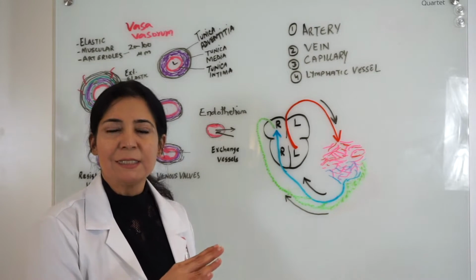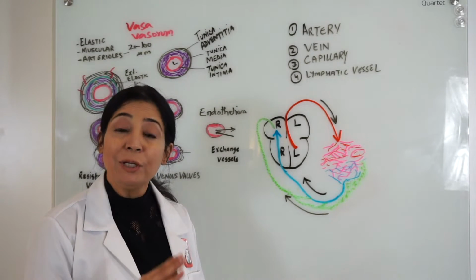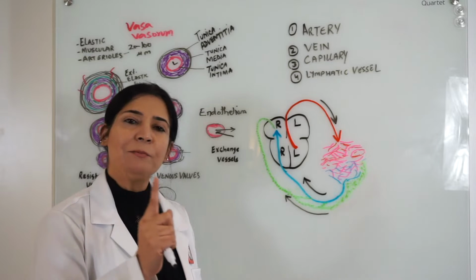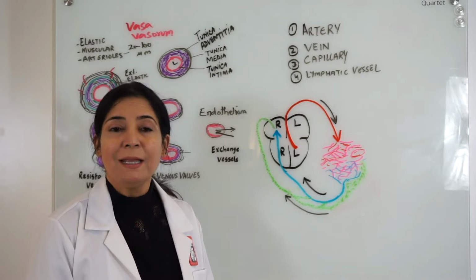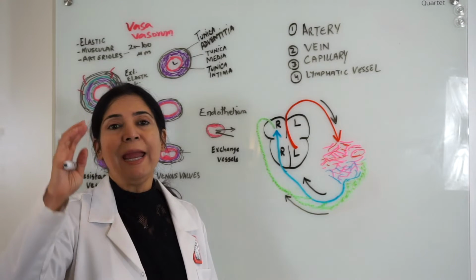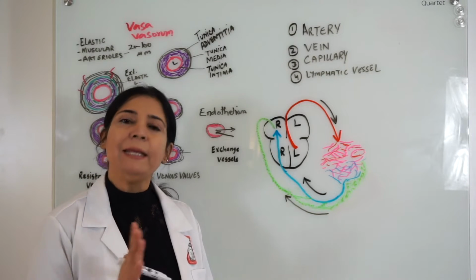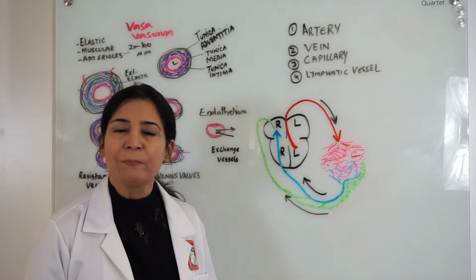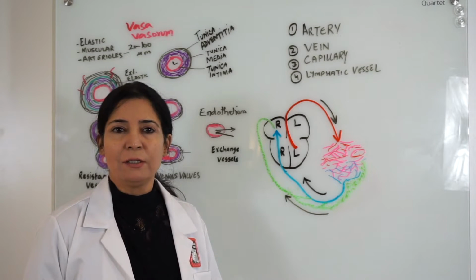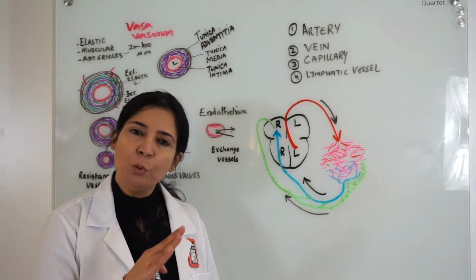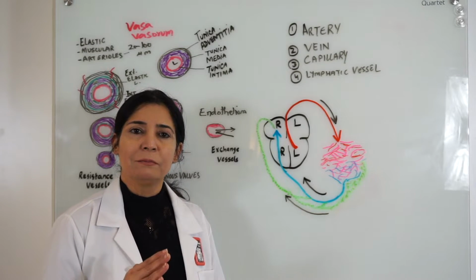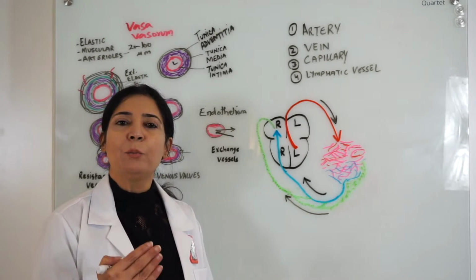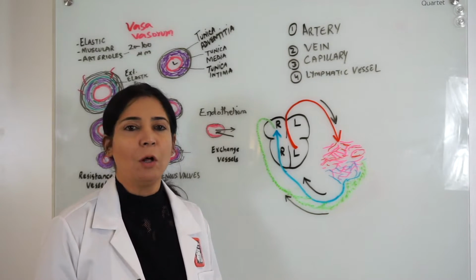All of these vessels have a tunica intima, and the tunica intima is lined by this single layer of flattened squamous cells that are known as the endothelial cells, and the lining is itself known as the endothelium. It is a feature of the vascular system. It's a smooth, glistening membrane which is present within the lumen of all the vessels.